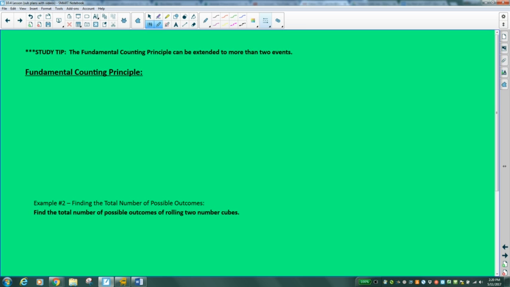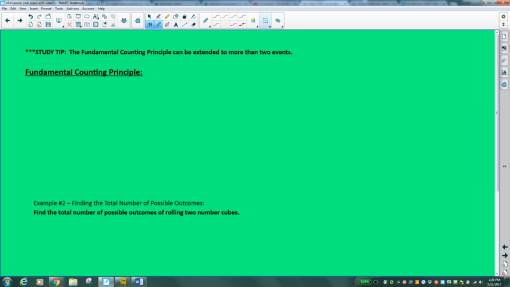To find the total number of outcomes, instead of making a tree diagram and counting all the different branches, I could take the number of possibilities for the first event and multiply it by the number of possibilities for the second event. So it would be 6 times 2, which means there are 12 possibilities. I could roll a 1 and get a heads, roll a 1 and get a tails, roll a 2 and get a heads, roll a 2 and get a tails, etc.